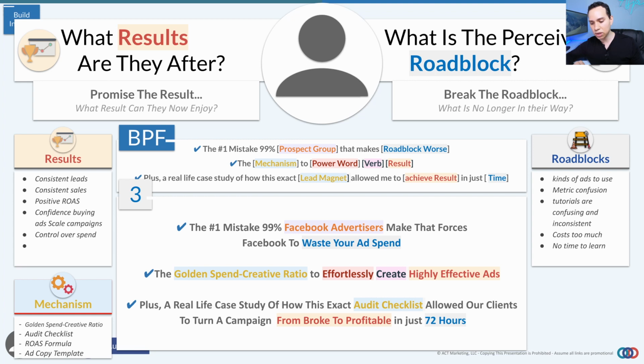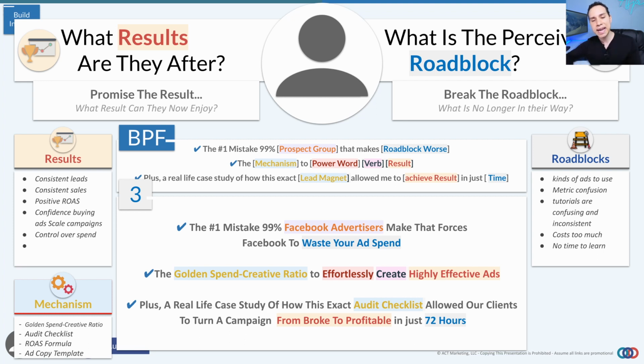Now, this next one's a little more complicated. We have the golden spend creative ratio to effortlessly create highly effective ads. And so what we're doing here is we are giving a name to a strategy, tactic, technique inside of whatever it is that we're offering. So instead of saying how to balance your budget or how to allocate your budget correctly, that just sounds really boring and tedious, we could call it the golden spend creative ratio. It's the same information or the same technique, strategy, method, secret, whatever we want to call it.